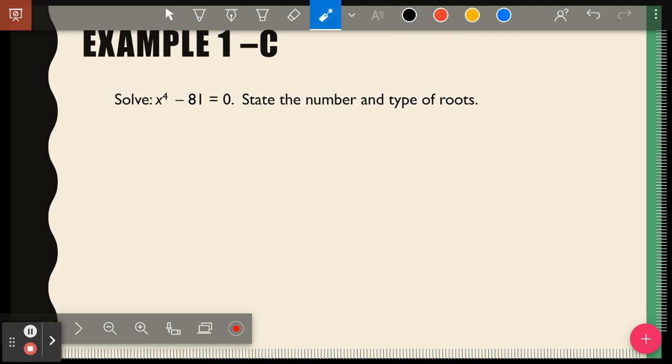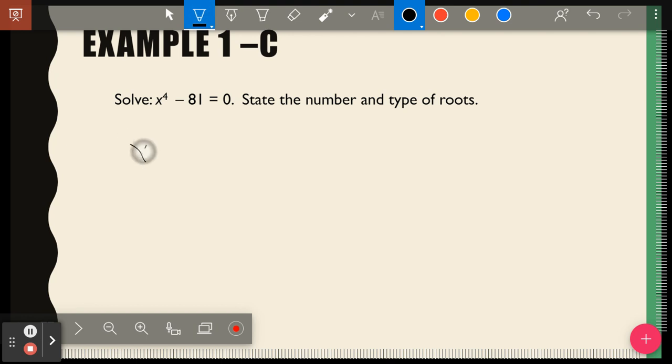Again, I would start with, is there a greatest common factor? No greatest common factor. All right, so can I factor it in any other way? There's two parts here. Is it a perfect square or a perfect sum or difference of cubes? Well, it's not cubes, it's a fourth. Is it a perfect square? Yeah, x squared makes x to the fourth, and 9 squared makes 81.